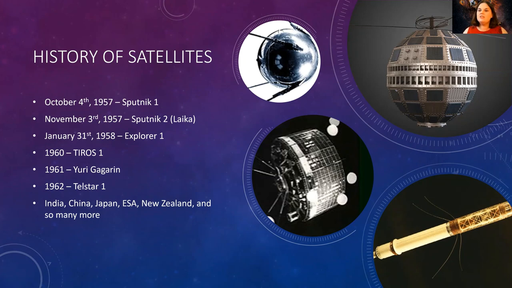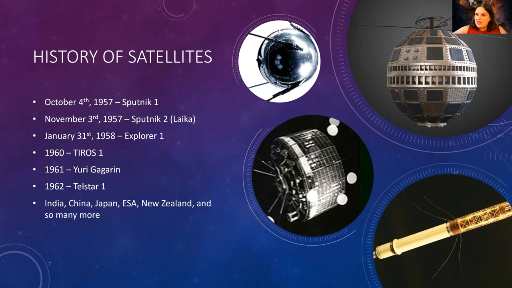Then in 1961, Russia took the first step of doing the first human flights, and Yuri Gagarin became the first human to orbit the Earth. So in a way, he was the first human satellite, so to say. Then in 1962, the United States launched Telstar. Telstar was the first telecommunications satellite. And it's that image on the top right. It looked like a weird orb in a way.